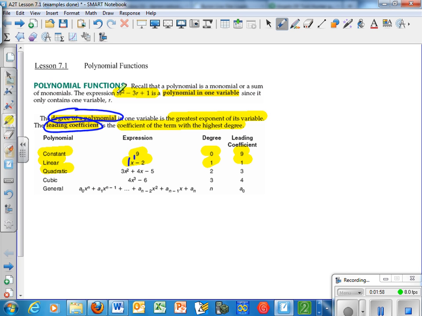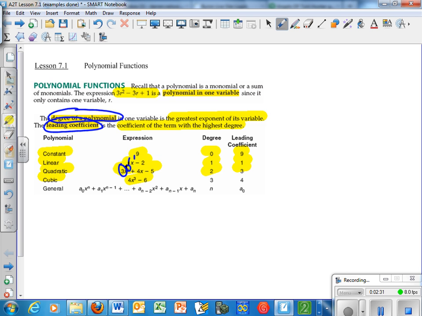Quadratic, highest exponent is x squared, so they give an example of 3x squared plus 4x minus 5. We call that degree 2. If you look at it, the degree of this term is 2. Then you have the 4x, which would be degree 1, and the minus 5, which is degree 0. So on the x squared, because this is a quadratic or degree 2 polynomial, the lead coefficient would be right here. It's 3.